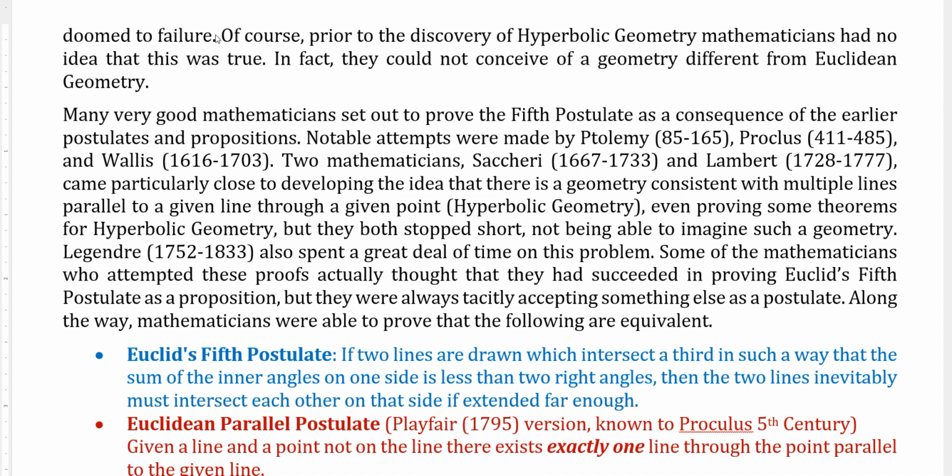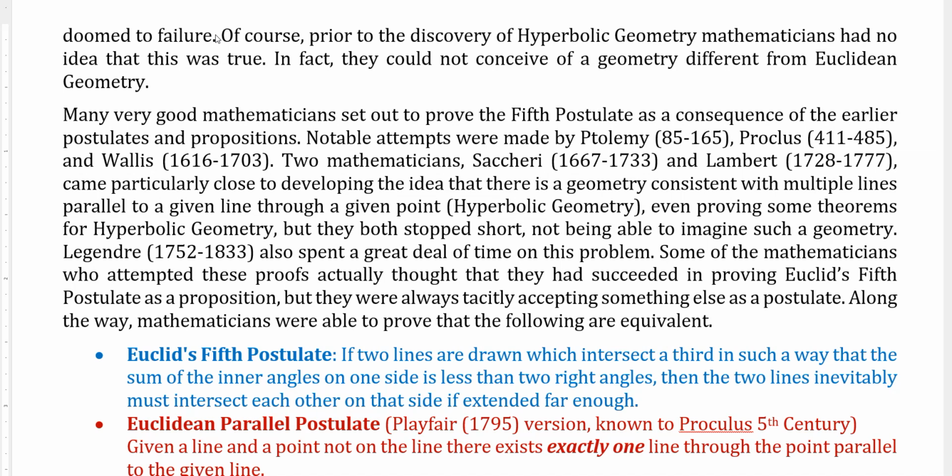Legendre, from 1755 to 1833, also spent a great deal of time on this problem. These are great mathematicians, okay? And some of the mathematicians who attempted these proofs actually even thought they had succeeded in proving Euclid's fifth postulate as a proposition, but they were always tacitly accepting something else as a postulate.